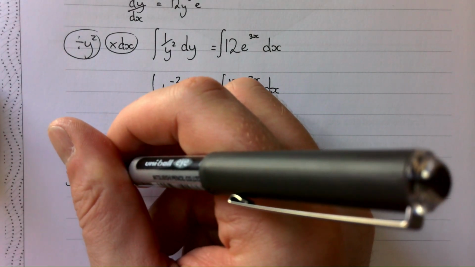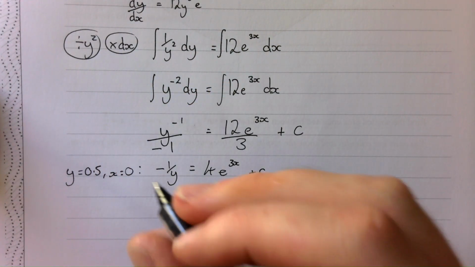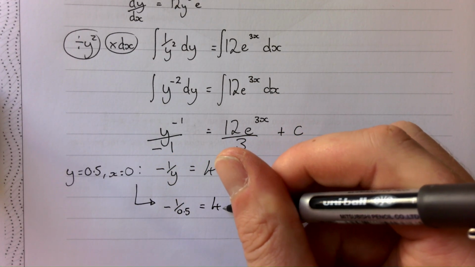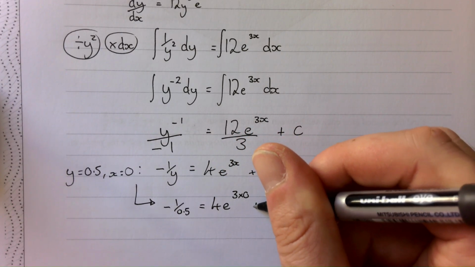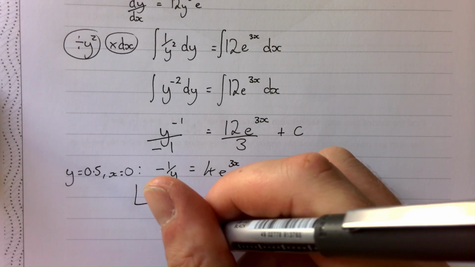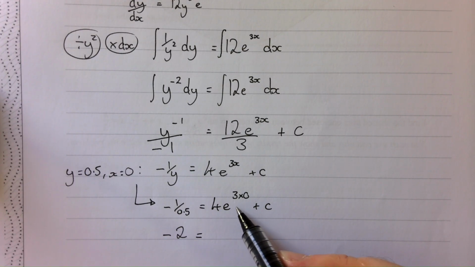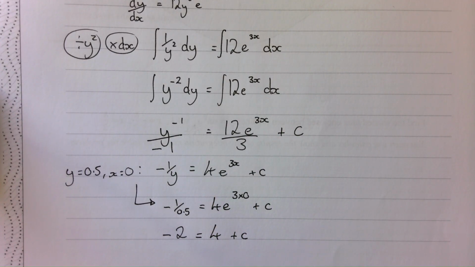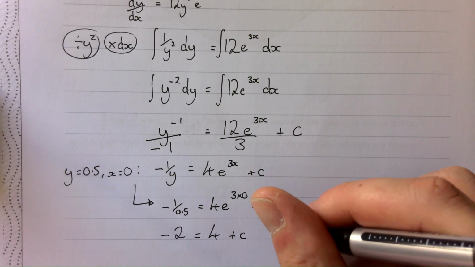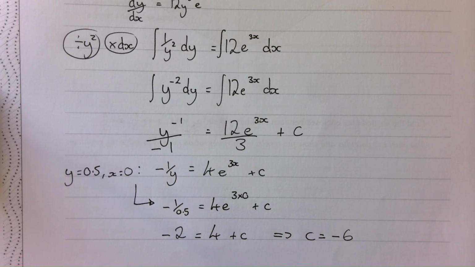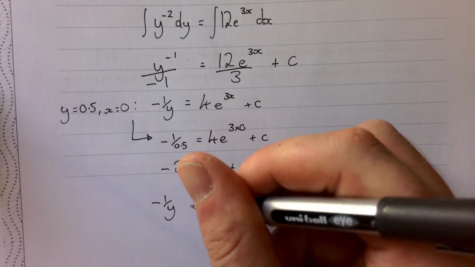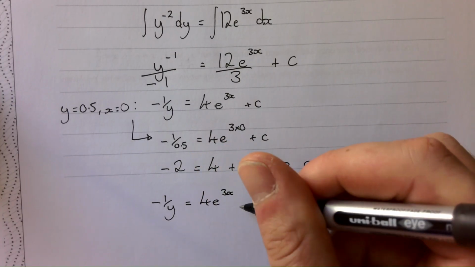So making those substitutions, y is 0.5, x equals 0, goes to minus 1 over 0.5, which will become minus 2, is equal to 4e to the power of 3 times 0 plus c. Minus 1 divided by 0.5 is equal to minus 2, is equal to 4e to the power of 0, which is just 1. Anything to the power of 0 is just 1. Is equal to 4 plus c. Therefore, if I subtract 4 from both sides, I find that c is equal to minus 6. Then I'm going to rewrite my expression fully with my newfound constant of integration. Minus 1 over y is equal to 4e to the power of 3x minus 6.